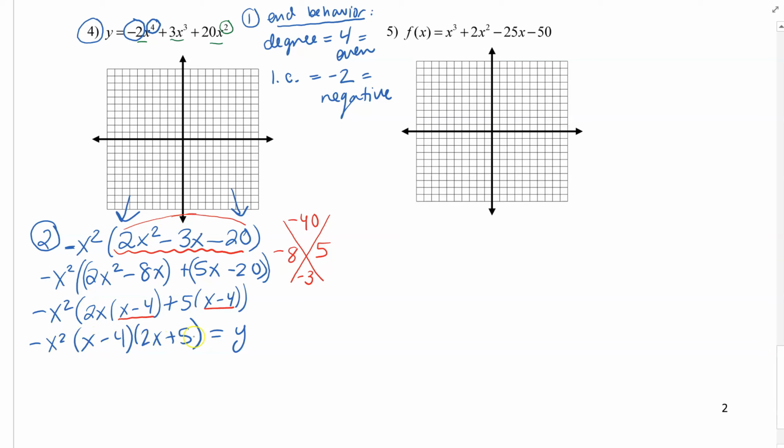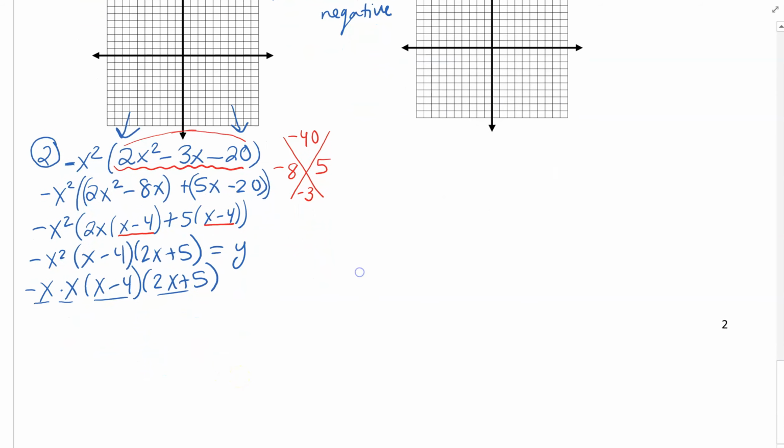Anyhow, now that we factored it, all that work, I can look at this and go, I have got technically four factors, right? Because x squared could be counted twice, or it is counted twice. So this is really like saying negative x times x. And then I've got that times x minus 4, and then I've got that times 2x plus 5. So I've got 1, 2, 3, 4 factors.